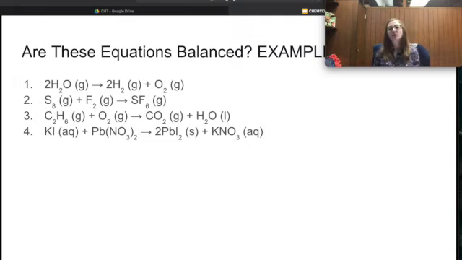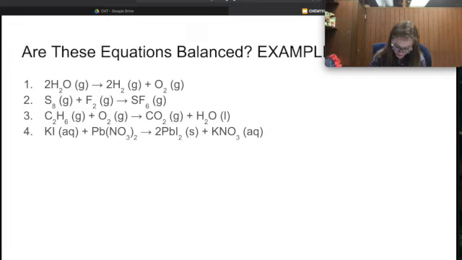So if I'm looking at this, I have 2 water molecules. Each water molecule contains 2 hydrogen atoms. So if each water molecule contains 2 hydrogen atoms, that means I have 4 hydrogen atoms, 2 from each molecule. If I'm looking at oxygen, I have 2 water molecules, so therefore I have 2 oxygen atoms. So 2 oxygen atoms, 1 coming from each of my water molecules.